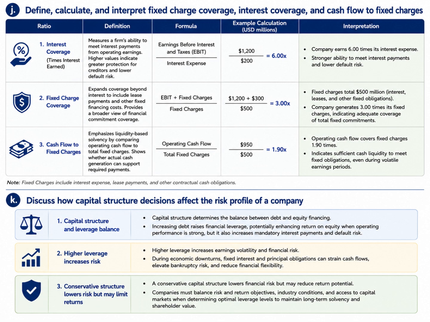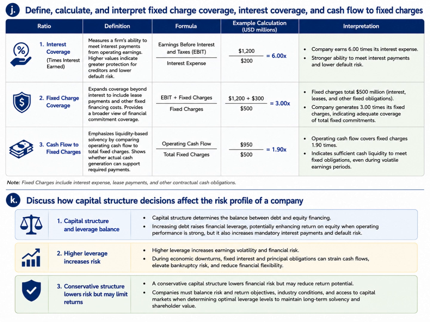The interest coverage ratio, times interest earned, measures a firm's ability to meet interest payments. It is calculated as earnings before interest and taxes, EBIT, divided by interest expense. Higher values indicate greater protection for creditors and lower default risk. The fixed charge coverage ratio expands the analysis beyond interest expense. It includes lease payments and other fixed financing costs, typically calculated as EBIT plus fixed charges, divided by fixed charges. This provides a broader view of financial commitment coverage.